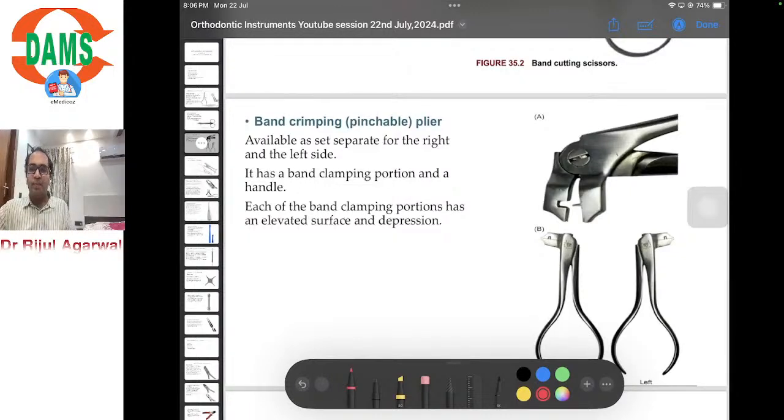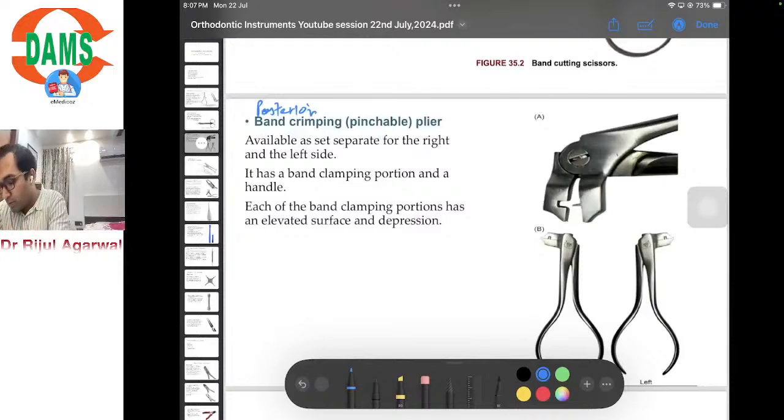Next is a band crimping or pinching plier. So this is a posterior band crimping or pinching plier. So what is a band pinching? It's an instrument from when earlier we didn't have preformed bands. So for forming a band of the desired dimension for a tooth, these pliers were used. So they are for the posterior band pinching plier, available separately for left and right side.